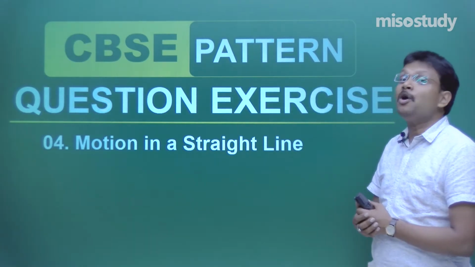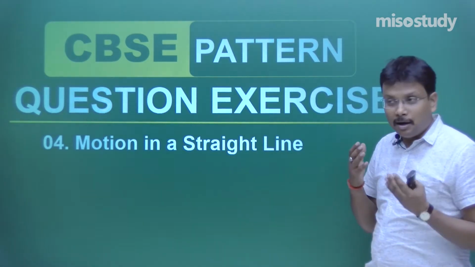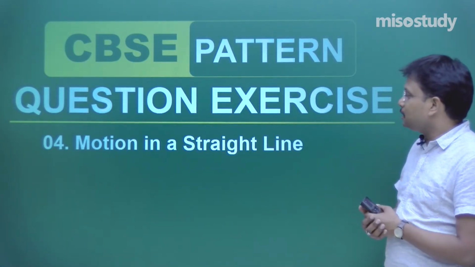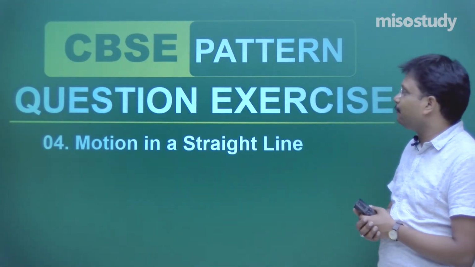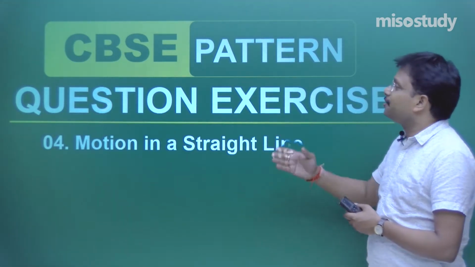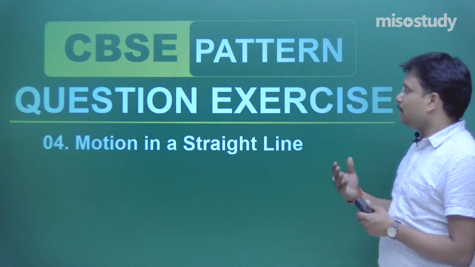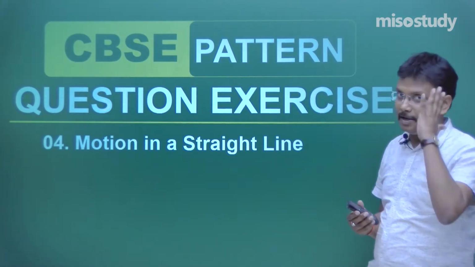Today, as clearly mentioned, we are going to start the problems based upon the various chapters which we have completed till now. So here it is chapter number 4, that is motion in a straight line, and we will start the CBSE pattern question exercise. I will pick one by one various questions and then explain them to you.